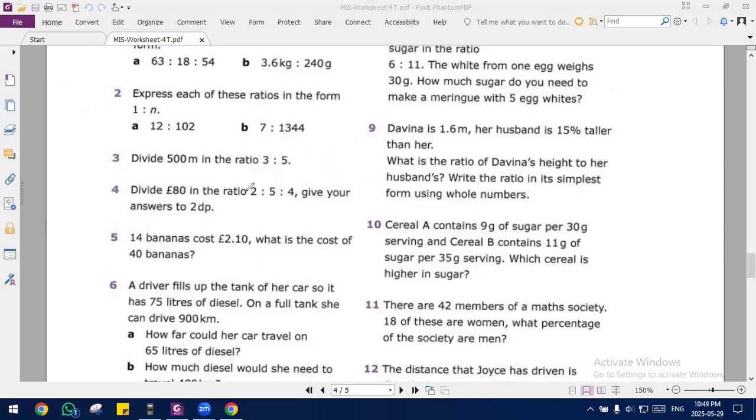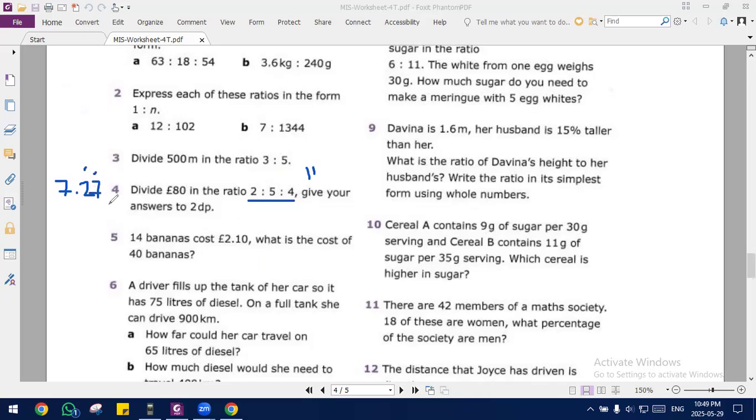Next one, divide 80 in the ratio 2, 5, 4. First of all, as I said, we add how many parts we have. 5 plus 4, 9 plus 2, 11. They said make the answer 2 decimal place. It means here calculator. So you do 80 divided by 11 to find one part. 80 divided by 11, it's 7.2727. In the exam, you will have numbers easier than this. So we got something like this, 7.27, repeating.